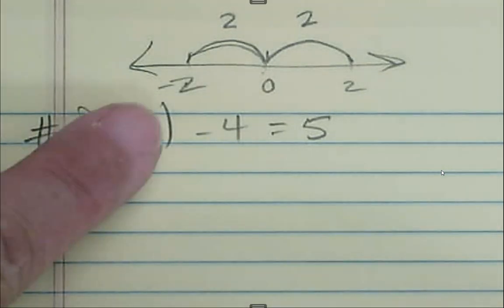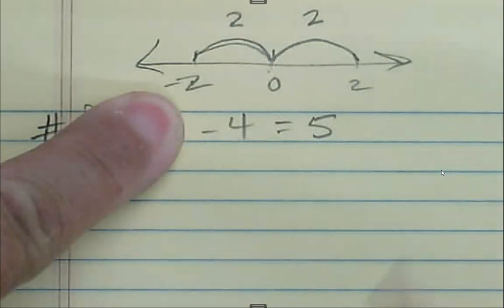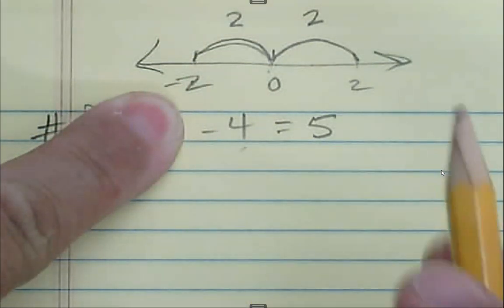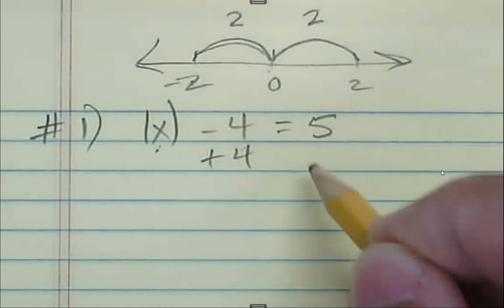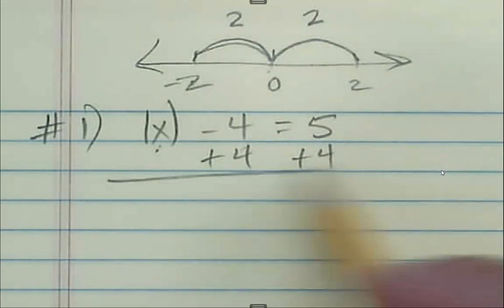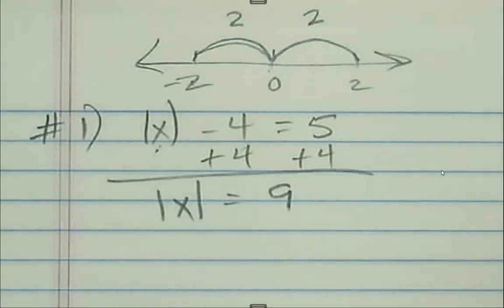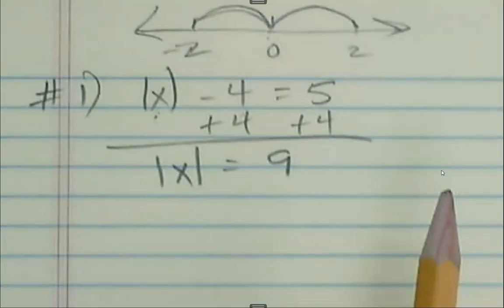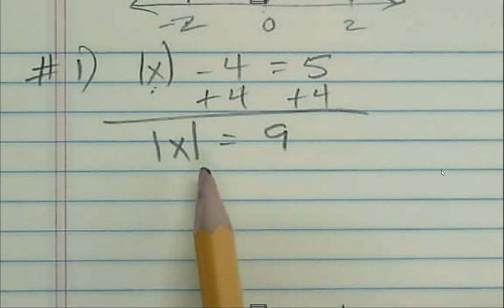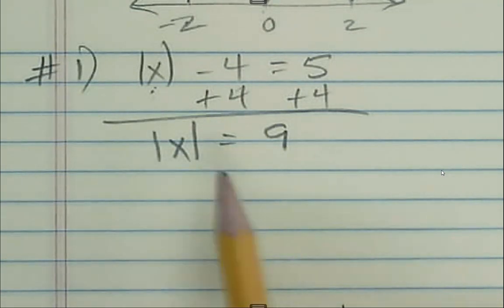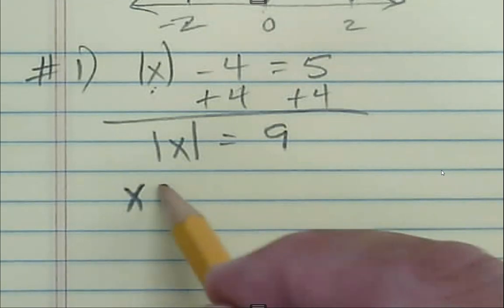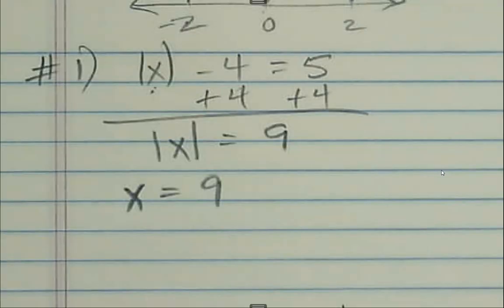I need to isolate this value here, which means I need to get rid of this negative 4. So I'm going to add 4 to both sides. And that is going to give me the absolute value of x equals 9. Now at this point, when I get this absolute value by itself like this, now I can make two equations. One of my equations is going to be exactly what I already have. I'm just going to drop the absolute value bars. So you notice it's exactly the same as this. I just dropped the absolute value bars.